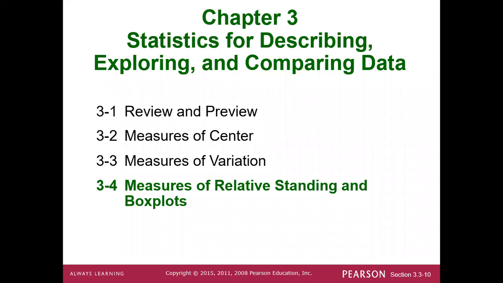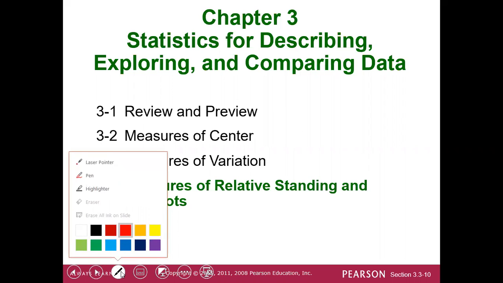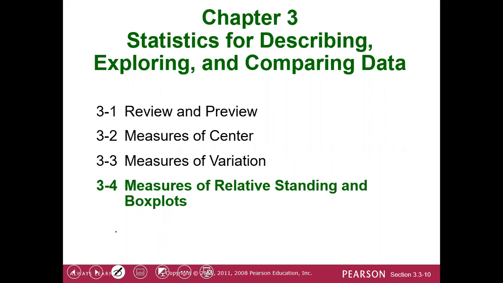This is the last section of Unit 1, looking at measures of relative standing and box plots. So just a quick overview of what we've done in this chapter. Measures of center, we were trying to find the middle of the data. Things like the mean, the median, which again is either x tilde or, which we'll learn in this section, Q2. Those both are the median. So ways of measuring where's the middle of the data.